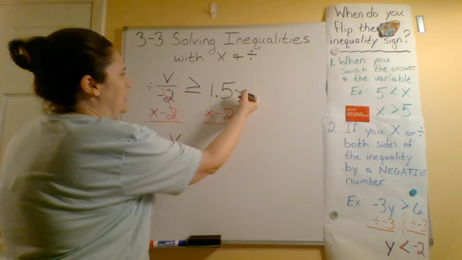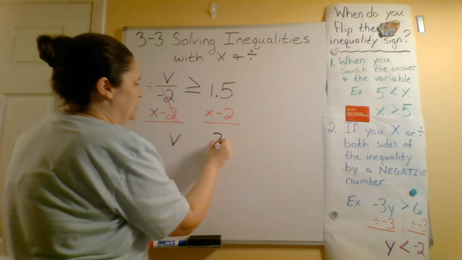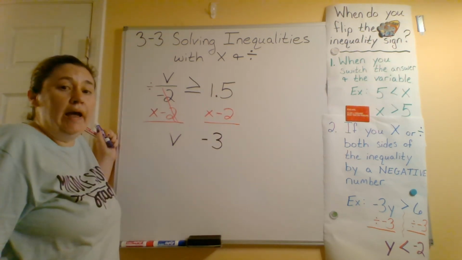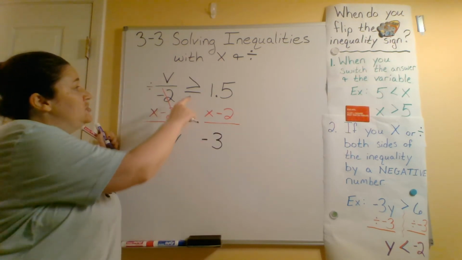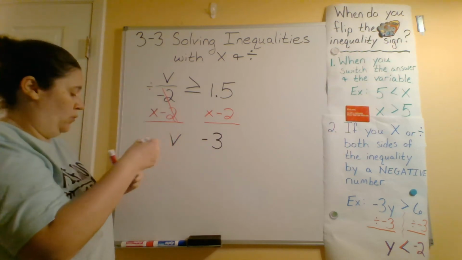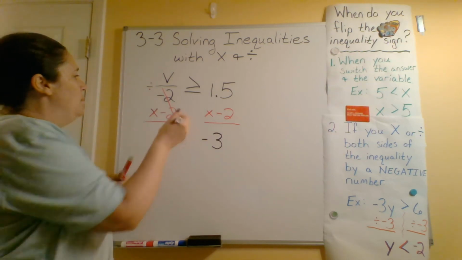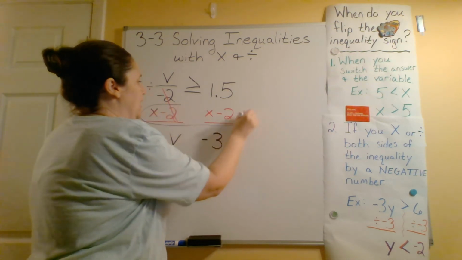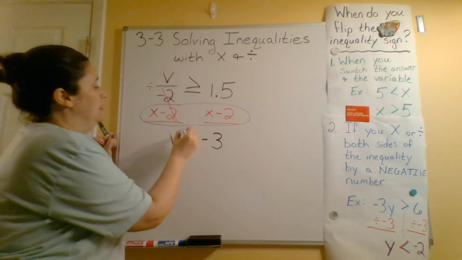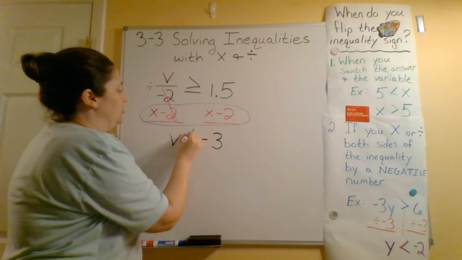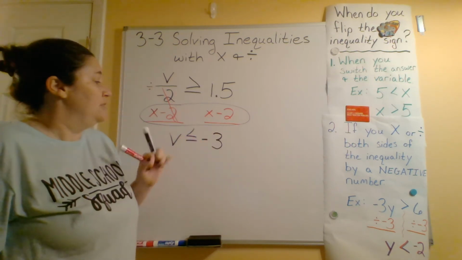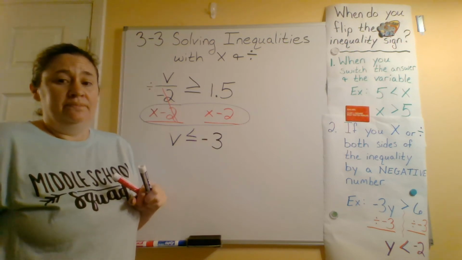You have, let's see, 1.5 times 2 is 3. Different signs, negative. -3 on the right. And should I just write this sign down in between them? No, because I multiplied both sides by a negative number. That means I need to switch the sign. I need to make greater than or equal to less than or equal to. And then I would graph this.